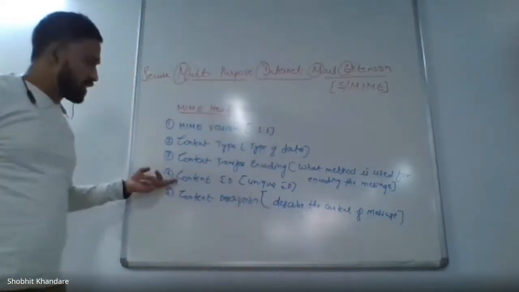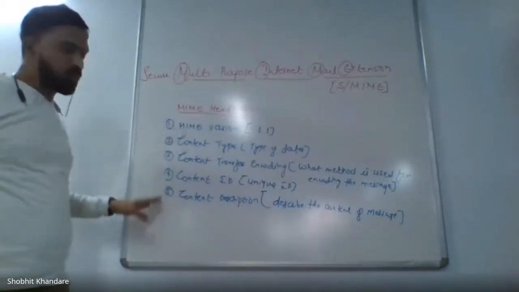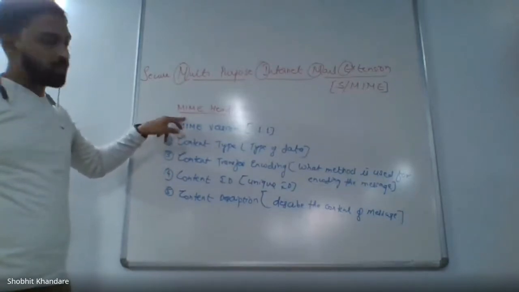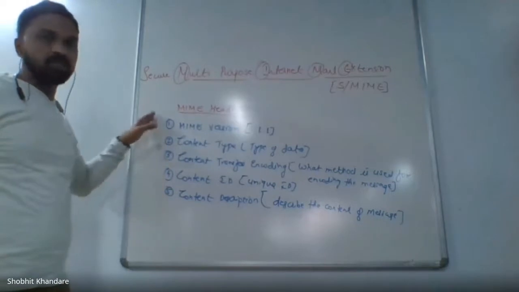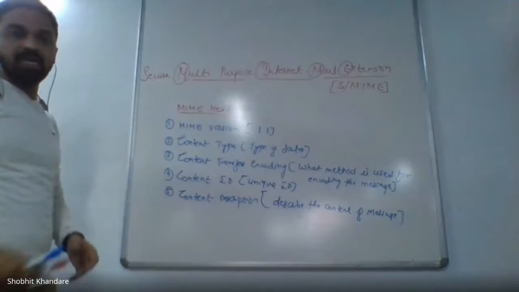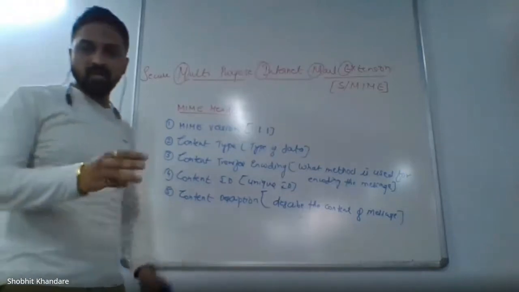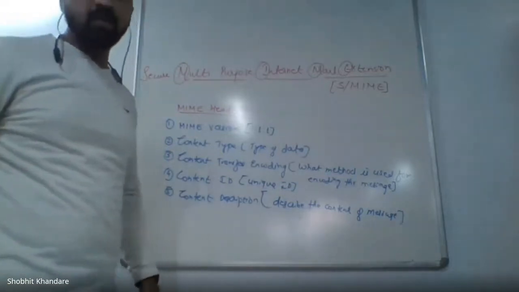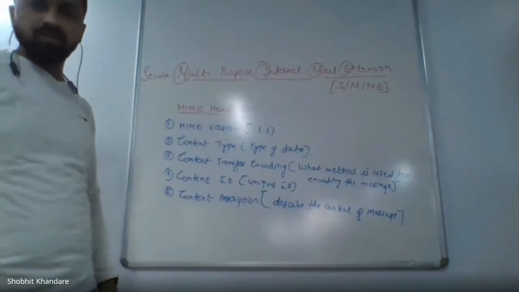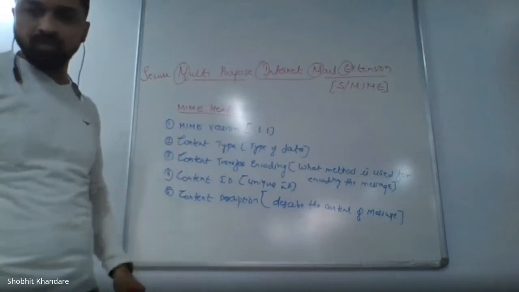So content ID, content transfer encoding, content type, and MIME version, and content description. These are the 5 parameters under the MIME header. If a question is asked, you can elaborate those points. And the last one left is SMIME. Under SMIME, just write down 4 sentences. These are all theoretical, so it will be just a short note.